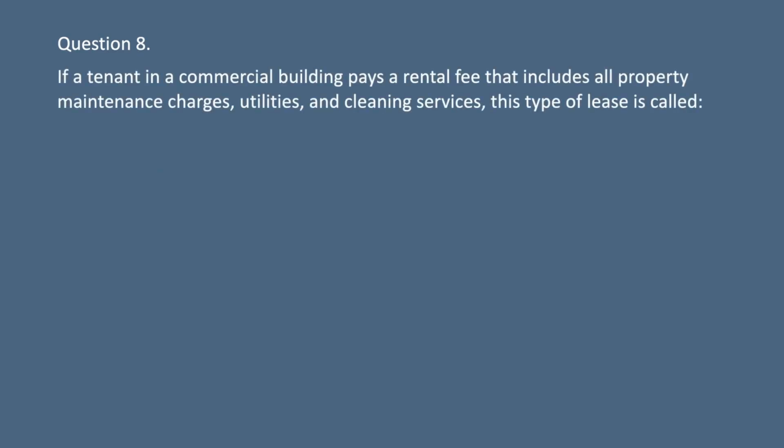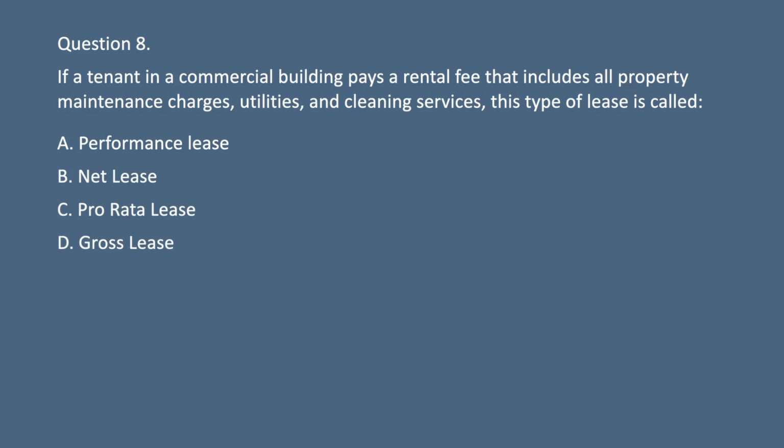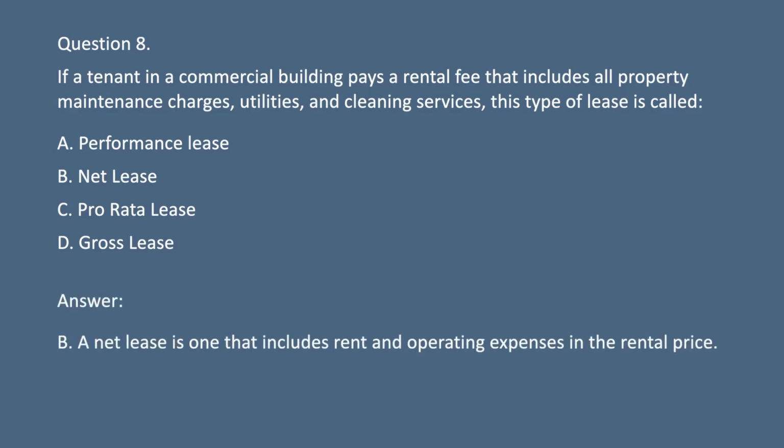Question 8. If a tenant in a commercial building pays a rental fee that includes all property maintenance charges, utilities, and cleaning services, this type of lease is called: A. Performance lease. B. Net lease. C. Pro rata lease. D. Gross lease. Answer. B. A net lease is one that includes rent and operating expenses in the rental price.